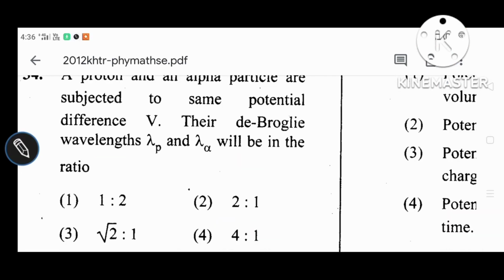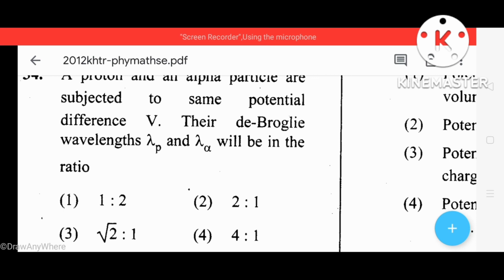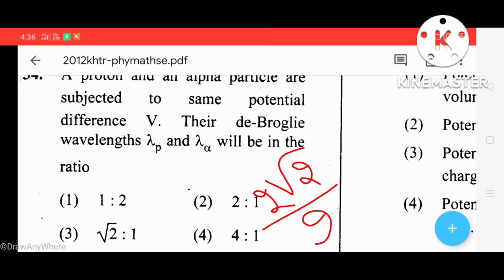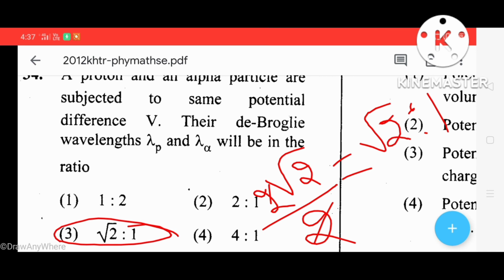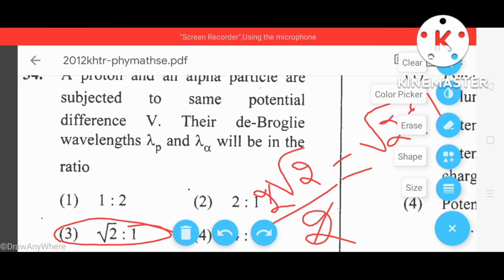Number 34, we have stopped it halfway there. There you will get 2 root 2 divided by 2. There was a mistake in it, it got wiped out a bit. So when 2 cancels, what remains is root 2 is to 1, that is option number 3, which will be the correct answer for the 34th one.